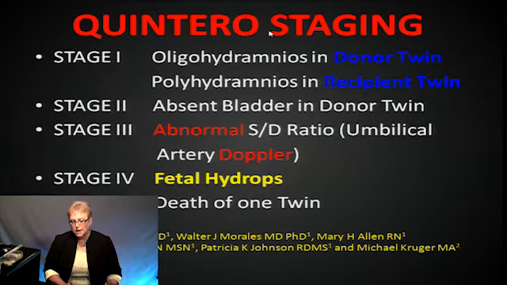Quintero staging is the most common one. We're actually using a combination between Quintero and Cincinnati's, but stage 1 is just oligohydramnios in the donor twin. That's the one that's pumping some of its blood over to the bigger baby. Polyhydramnios in the recipient. Stage 2, you have absent bladder in the donor. Stage 3, abnormal Dopplers. Stage 4, fetal hydrops in one or both of the babies. It's more common in the recipient because it has this volume overload. And then stage 5 is death of one of the twins.